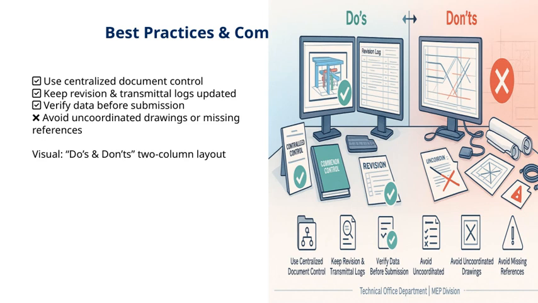All right, let's talk about some best practices and common mistakes to watch out for. First, it's crucial to use centralized document control. This means keeping all your project documents in one organized system, which helps ensure everyone is working from the same, most up-to-date information. Next, always keep revision and transmittal logs updated. These logs are essential for tracking changes and making sure nothing gets overlooked during the process.